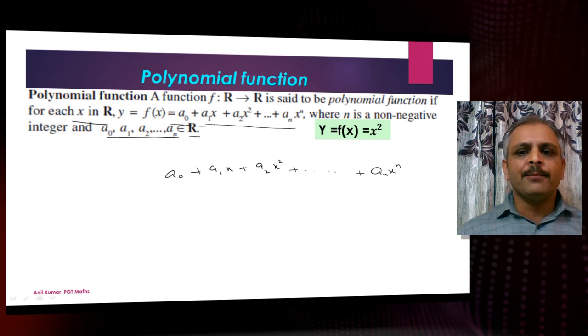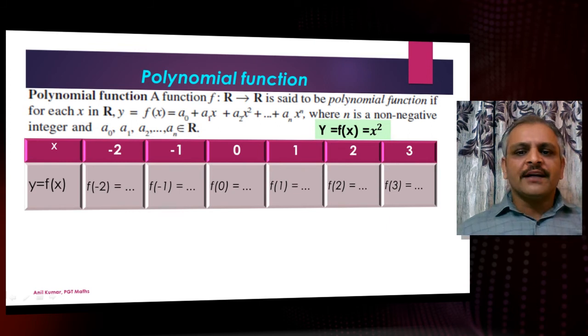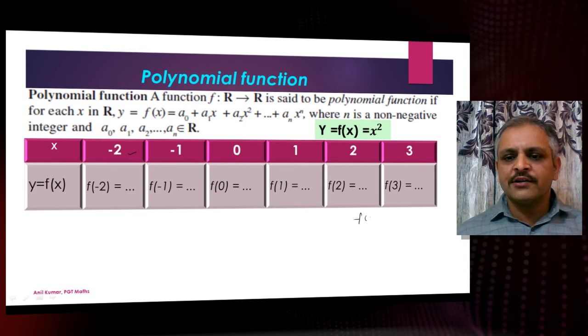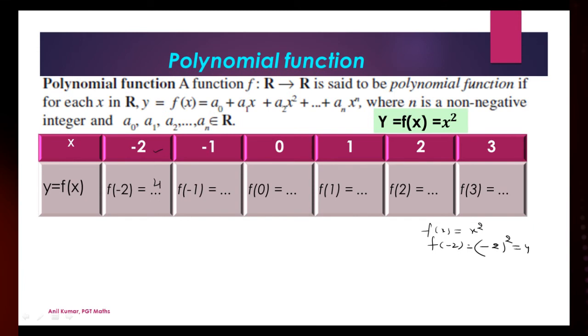So let's take an example. y is equal to f(x) is equal to x². First let us find out the values of this function. If I take x equal to -2, then the value of the function f(x) = x², and if I give the input -2, it will become (-2)², that is 4. Similarly, if I give the input -1, it will be 1, then 0, 1, 4 and 9.